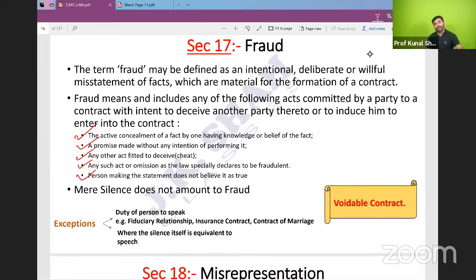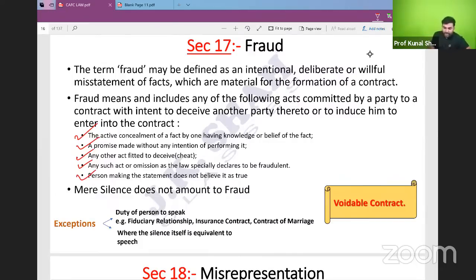So what is the general idea of fraud? Fraud means a false representation of a fact made willfully. I repeat, a false representation of a fact made willfully, wherein the intention of the person is to deceive someone. Your intention is to deceive someone. And in that case, the aggrieved party can terminate the contract and also claim damages.